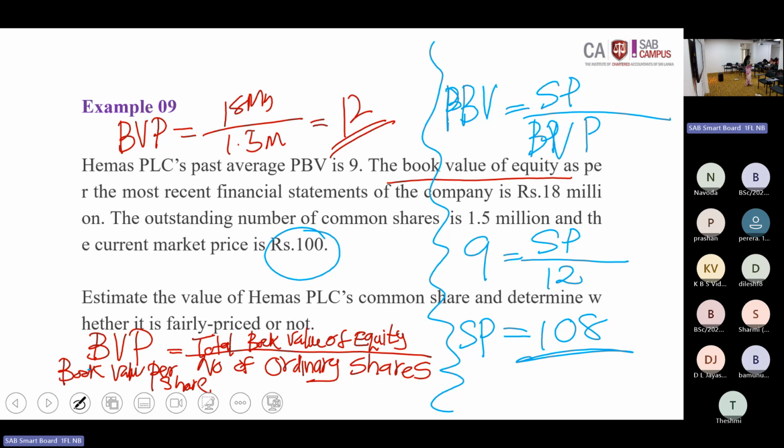Underpriced. Okay, right? The real value is 108, trading at 100. So therefore, the real value of the price is higher than the trading price. So at the market, what happens? That is underpriced. The actual value is 108 but it is trading at 100, so that is underpriced.